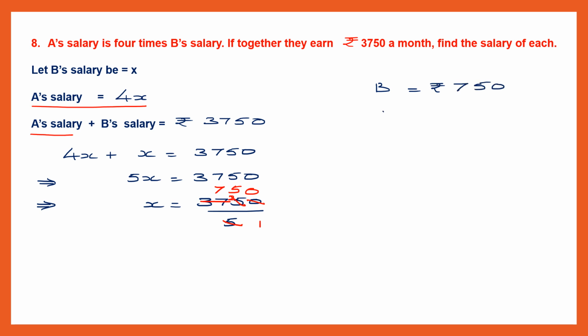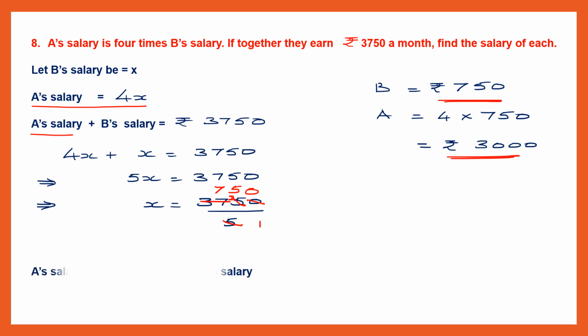Now A's salary, what are we told? We are told that A's salary is 4 times B's salary. That means 4 into 750, and that is equal to 3,000. That means A's salary is 3,000 rupees. So we have found the salary of B and we've also found the salary of A. So let's write that A's salary is 3000 rupees and B's salary is 750 rupees.